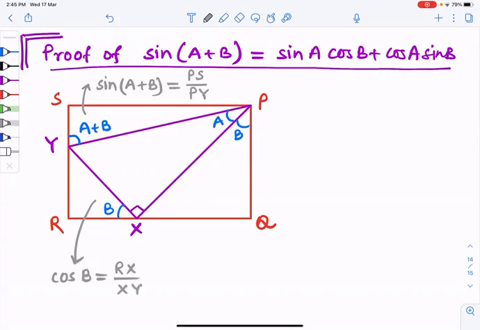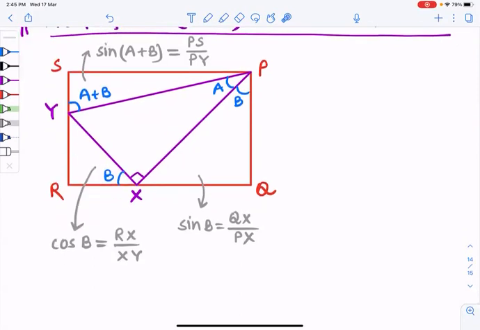Right? Also, from this triangle, this is our B angle here. What will be sine B? Sine B will be altitude by hypotenuse. So QX by PX. From here I can get sine B equal to QX by PX. Okay, I am getting all this directly from the diagram.